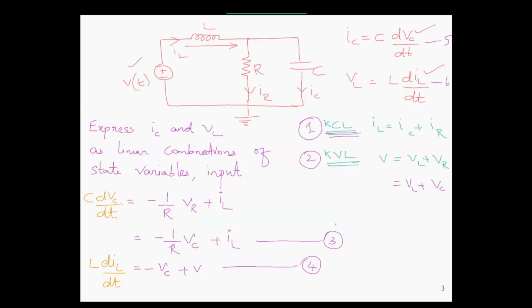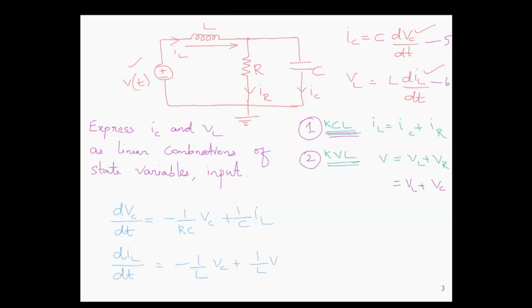I'm taking the C to the other side as well as the L to the other side. So our equations become dVc by dt is equal to 1 by C times minus 1 by R Vc plus IL, as well as dIL by dt equal to 1 by L times minus Vc plus V. So the final equations are dVc by dt is equal to minus 1 by RC Vc plus 1 by C IL, and dIL by dt equal to minus 1 by L Vc plus 1 by L V. So these two equations represent the model of this electrical network.